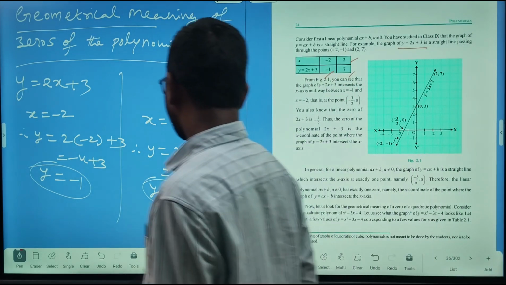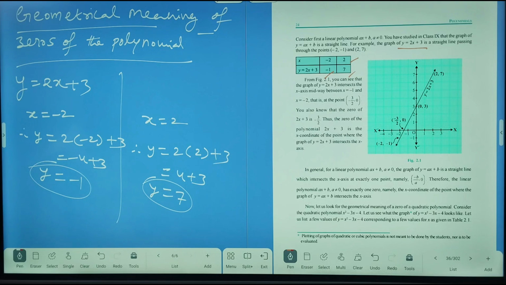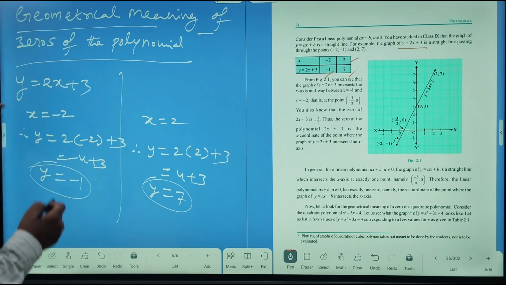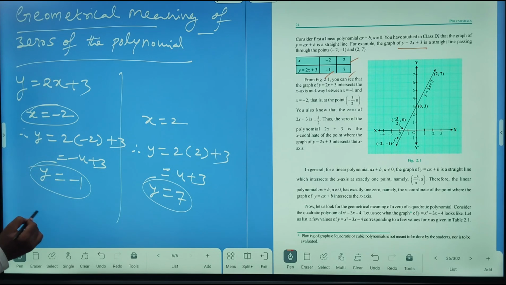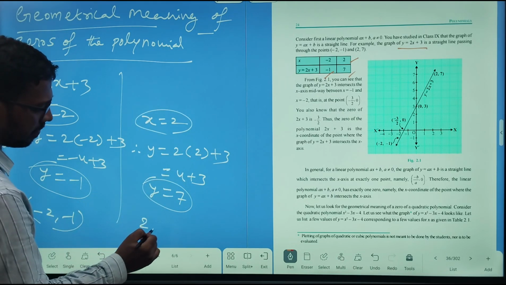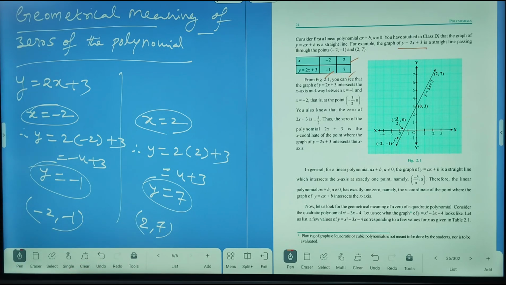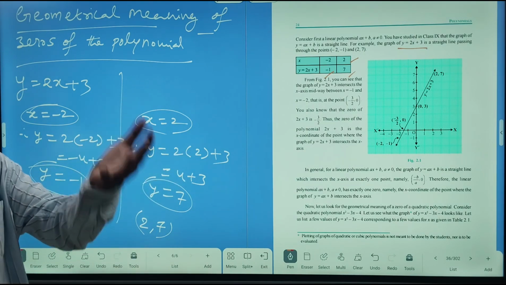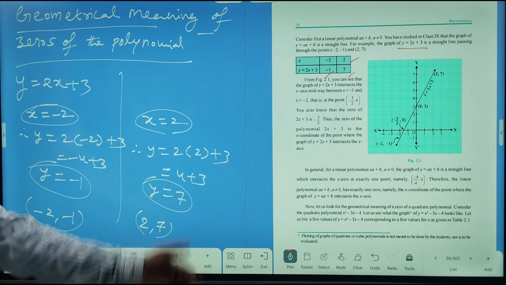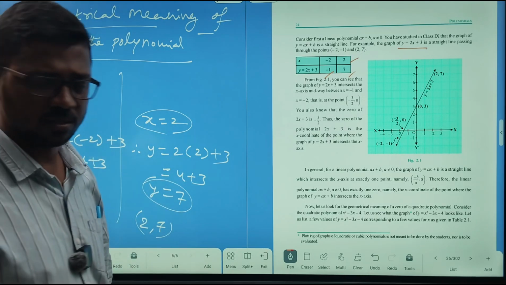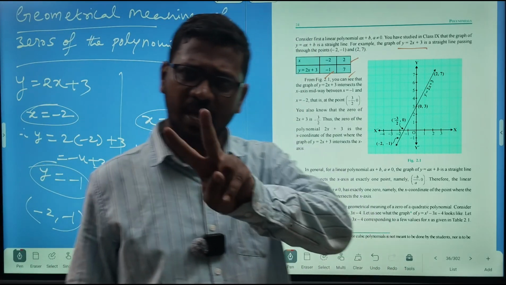Right? So finally, you have to draw the graph for these 2 points. What is the x value here? Minus 2. Y value is minus 1. So minus 2, minus 1 is 1 point. 2 comma 7 is another point. Of course, you can take another point also. If you substitute x equal to some 3, some 5. Suppose if you take x equal to 5, you will get y equal to 13. Then 5 comma 13 will be another point. So minimum 2 points are required to draw the line.